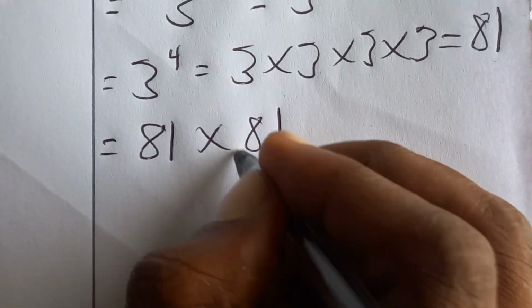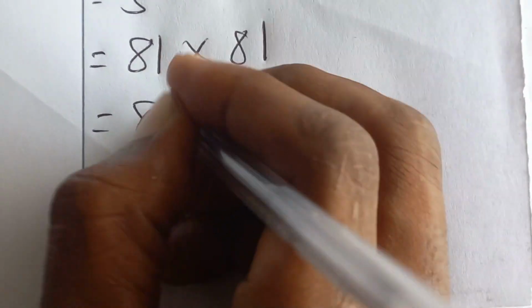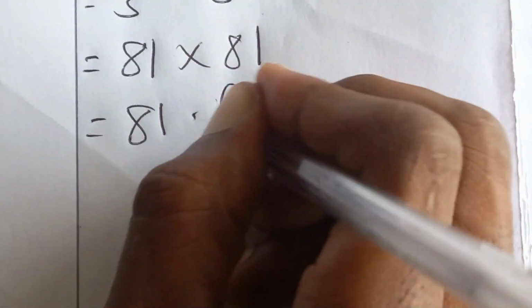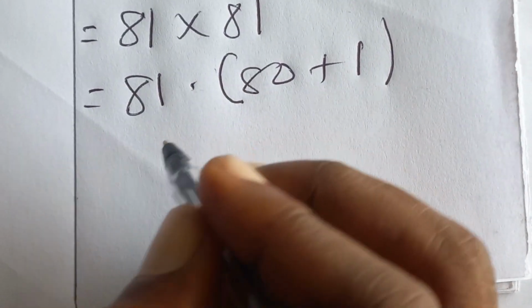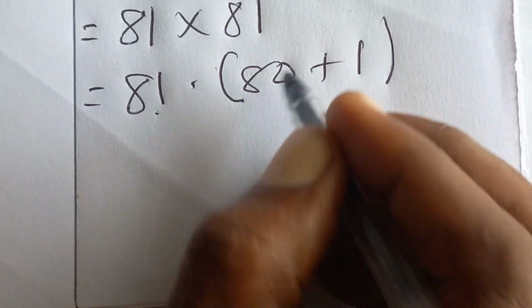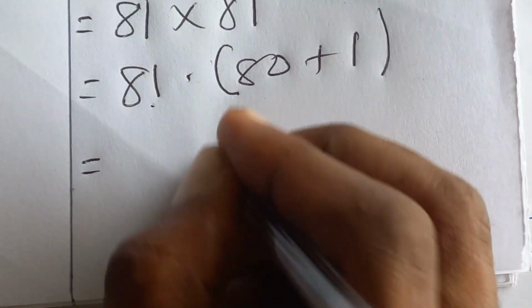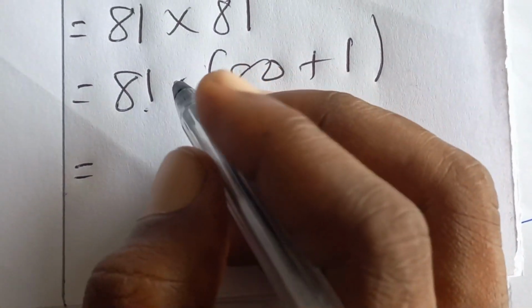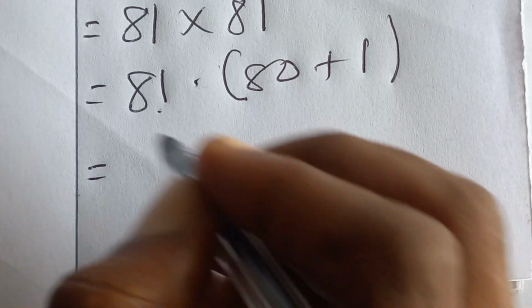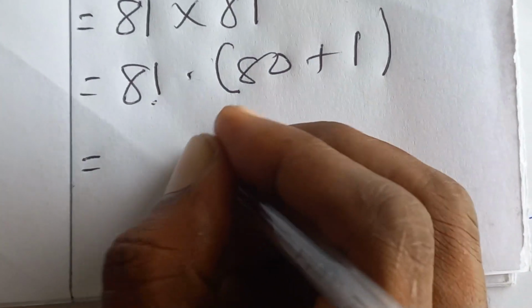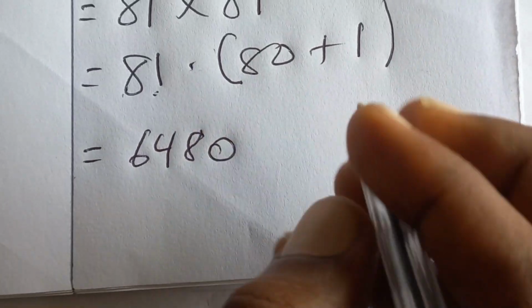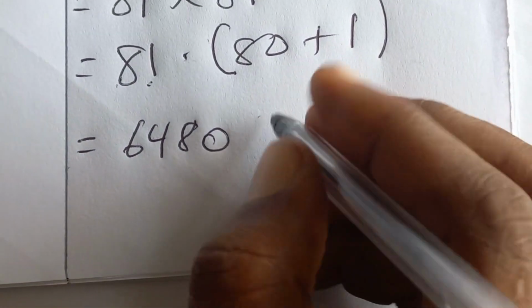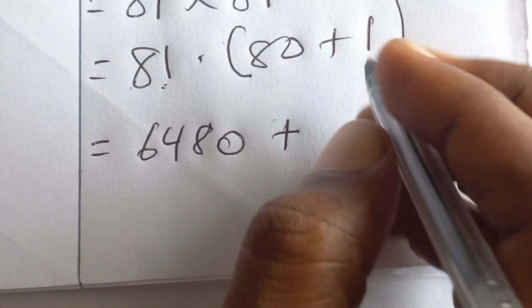And this 81, we can say it's 81 multiplied by, in brackets, 80 plus 1. With this, we can say that 80 times 0 is 0. Then 1 times 8 is 8. Then 8 times 8 is 64. Plus our 81.